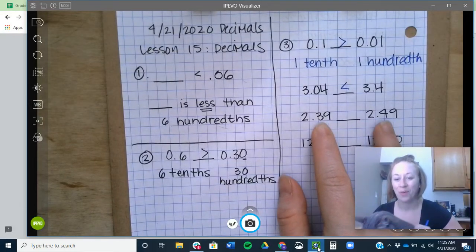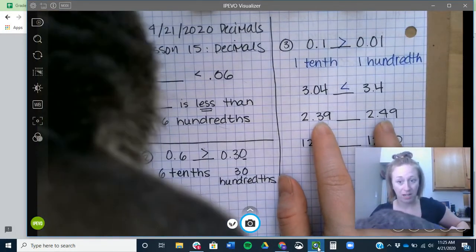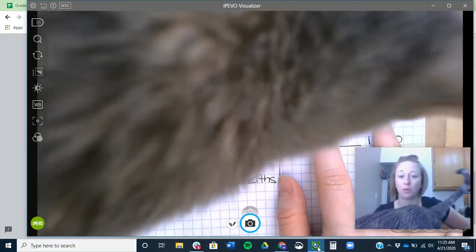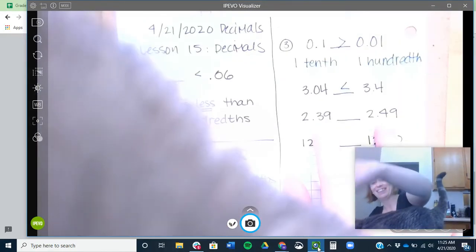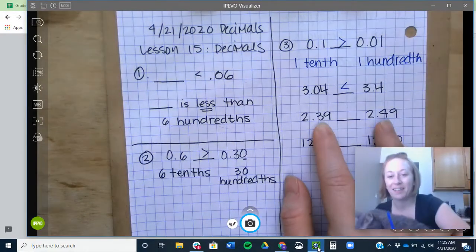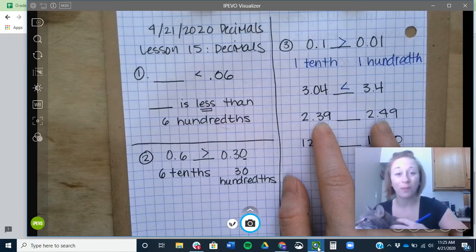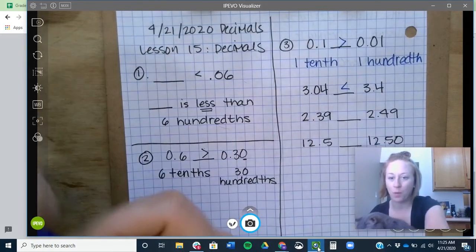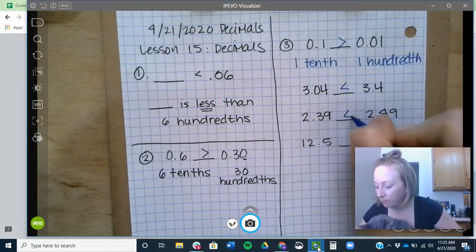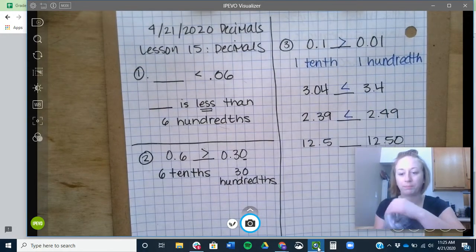3/10 and 4/10. Well, those digits are different. So now let's compare to see if they're greater than or less than. Okay, what do we think? 3/10 and 4/10. Well, 3/10 is less than 4/10. So we're going to write the less than symbol.